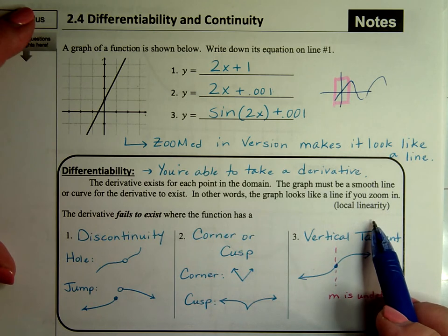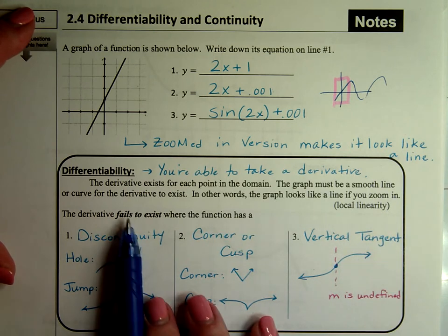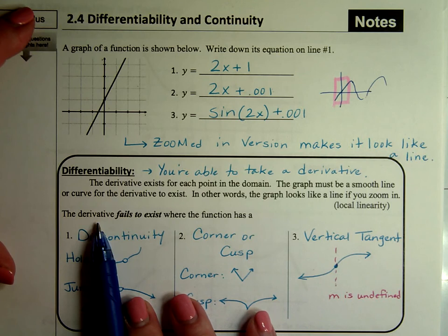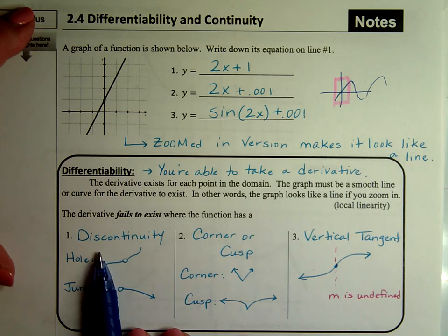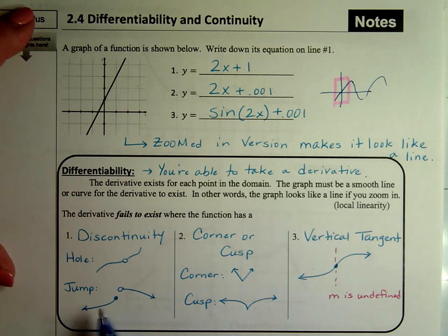So there's 3 things that fail to have a derivative. First thing is when there's discontinuities. You can either have a hole or a jump. We've seen those before. You can have a corner or a cusp. Corner like an absolute value graph, or a cusp like this graph. This is like x to the 2/3 power. Or you could have a vertical tangent line.